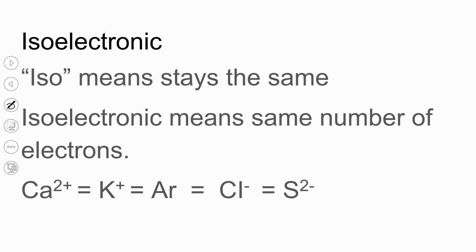Neutral argon has 18 electrons. Chlorine has 17 electrons, but chlorine minus has an extra electron, so it has 18 electrons. And then sulfur has 16 electrons normally, but if it has 2 extra electrons, it also has 18 electrons. So all of these are isoelectronic. They all have the same number of electrons.